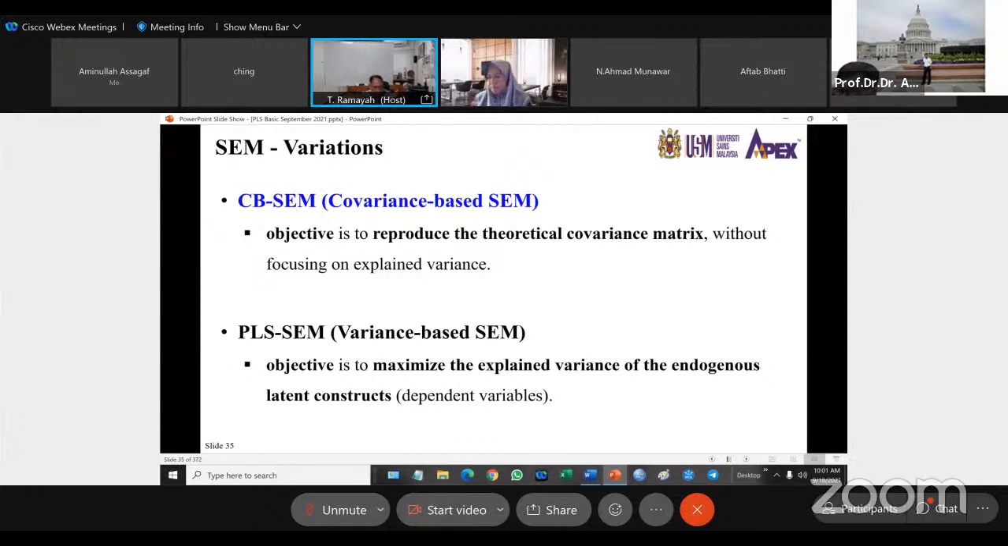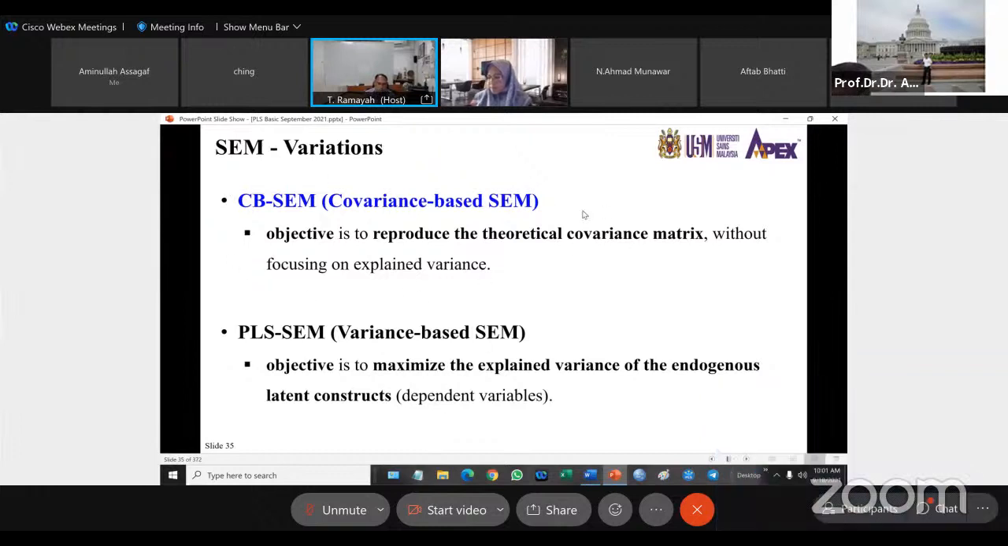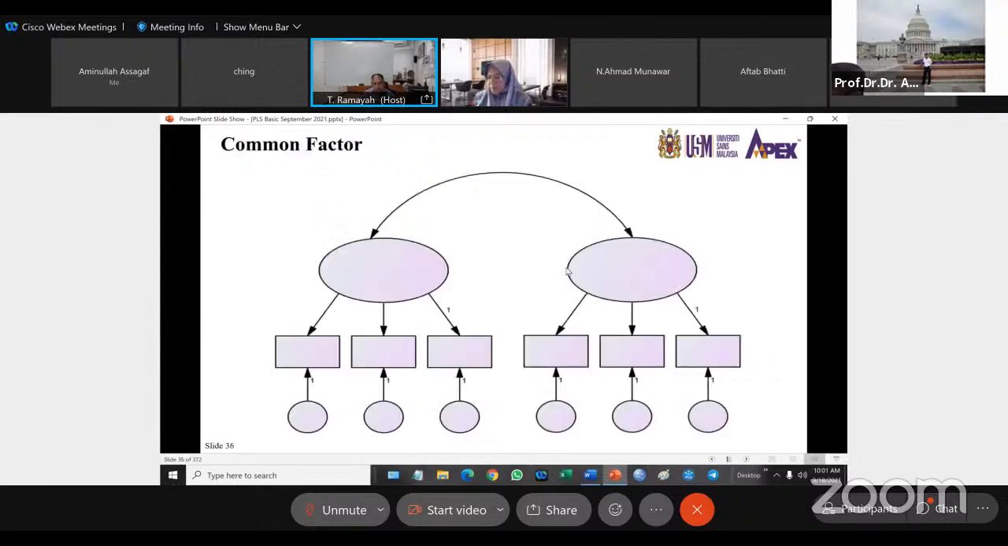So here we are not interested in fit. For those who are going into variance-based SEM, you almost never see people reporting fit values. But if you are doing covariance-based SEM, you must always start with the fit values. If the measurement model does not fit, you cannot proceed to the structural model. So those are some of the challenges in this technique called covariance-based SEM. Okay, so those are the basic differences.